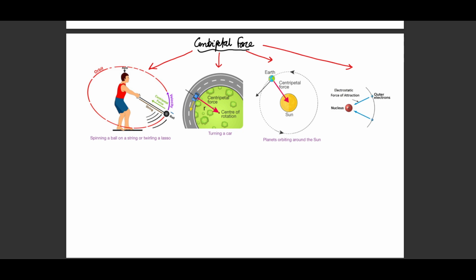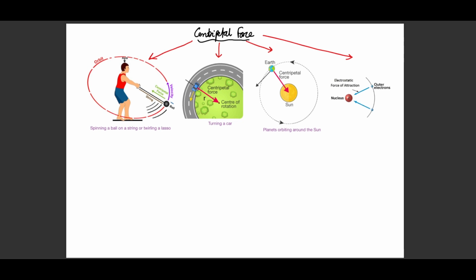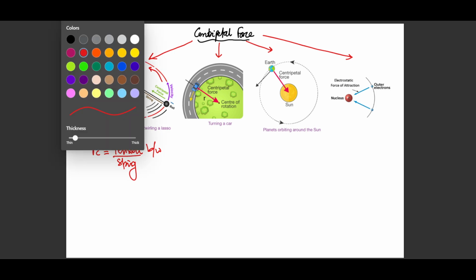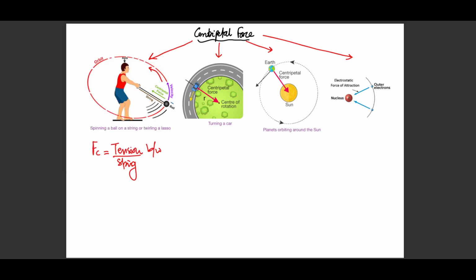In the first example, a spinning ball on a string, the centripetal force Fc is provided by the force of tension within the string between the hand and the object. We cannot just say that the centripetal force is causing the circular motion. We need to identify which force exactly provides this facility to the object that is trying to rotate.